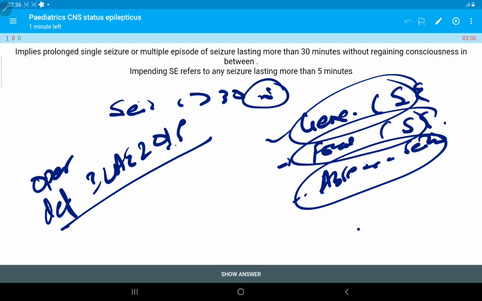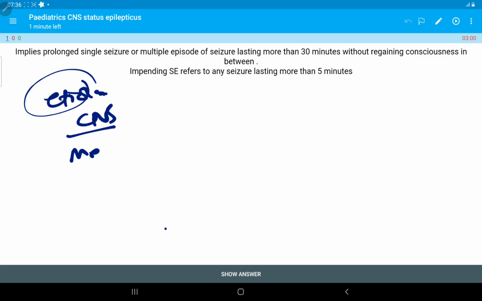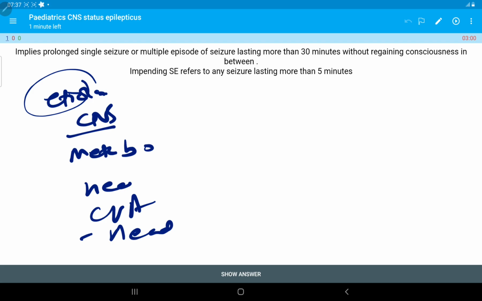Now what are the etiologies of status epilepticus? There are different etiologies. Among them, first one is CNS, and metabolic abnormalities, and the next one is head trauma. Next one is severe cerebrovascular accident. Trauma I have already mentioned. And we have drug toxicity over here, and drug withdrawal syndrome. And next one is inborn error of metabolism.